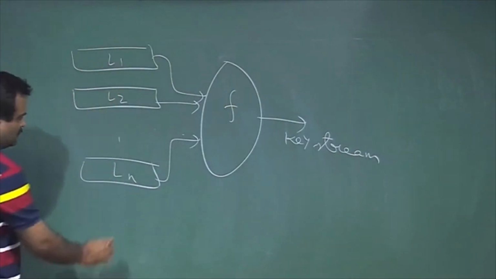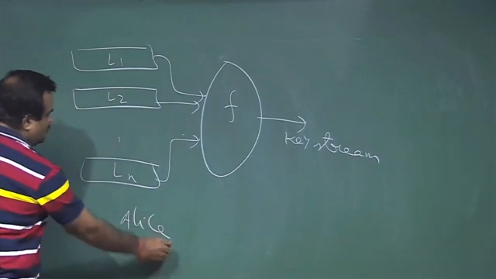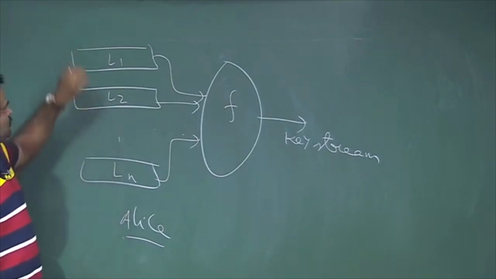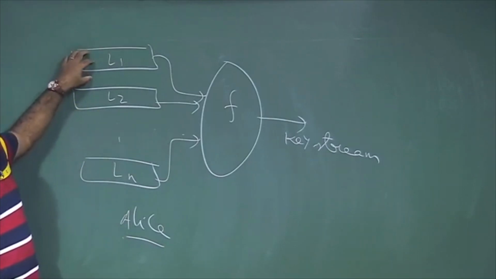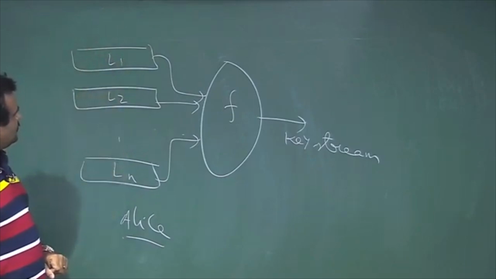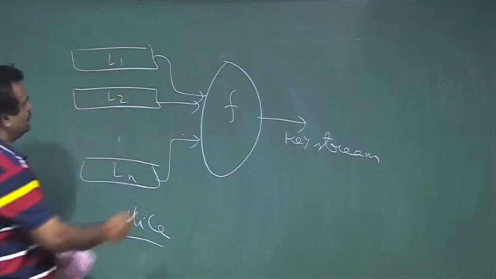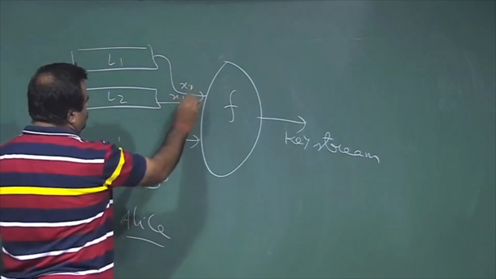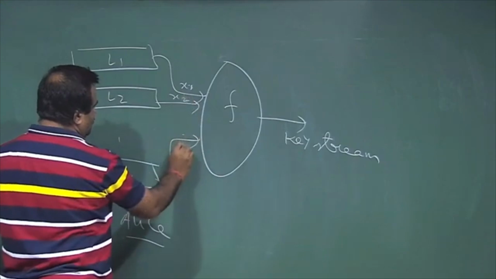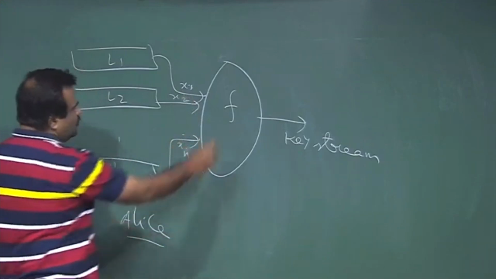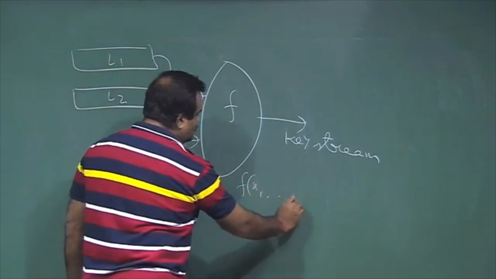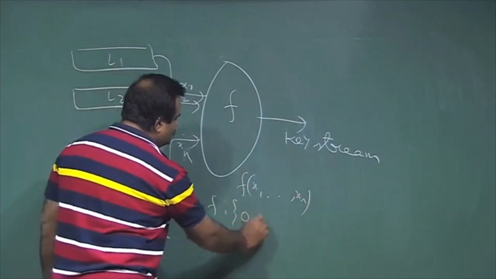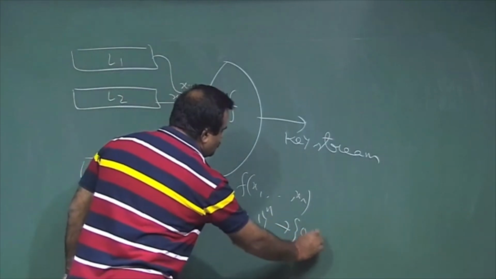This is the encryption Alice is doing. Alice and Bob have shared a common key, so they load this secret key in each of these LFSRs and run them, and they get some output from these LFSRs: x1, x2, x3, up to xl. The key stream is a function of x1, x2 and so on. This is a Boolean function. F is a function from 0,1 to the power n into 0,1.